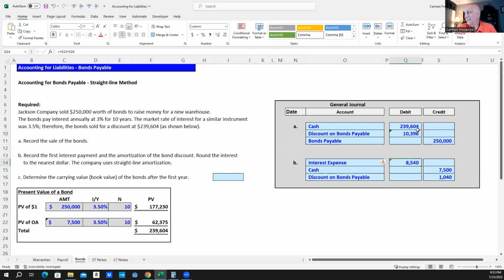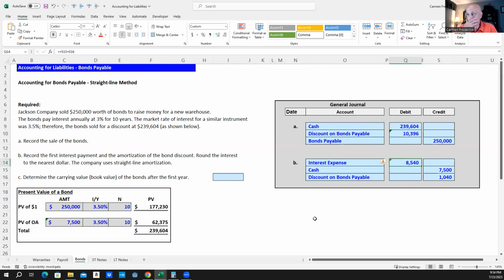Why is that? Because, as I said before, as you amortize this discount on bonds payable, it turns into interest expense. That's why your interest expense is always going to be higher than your cash when you amortize a discount on bonds payable. The opposite would be true if it was a premium. It would decrease your interest expense because you were amortizing a premium instead of a discount.